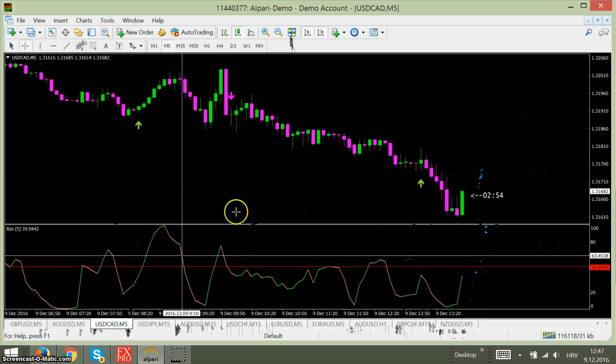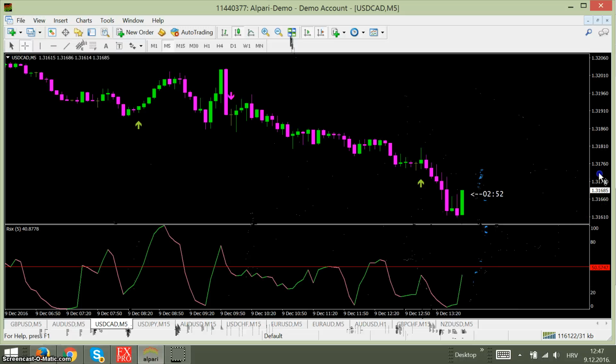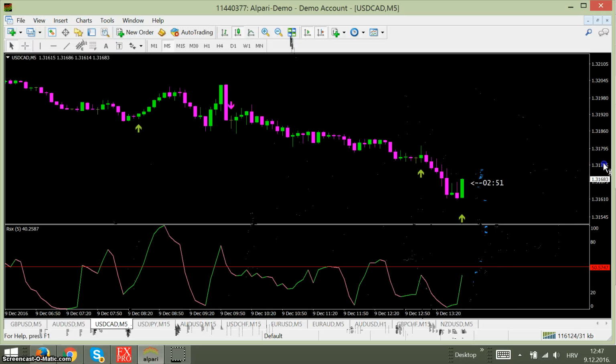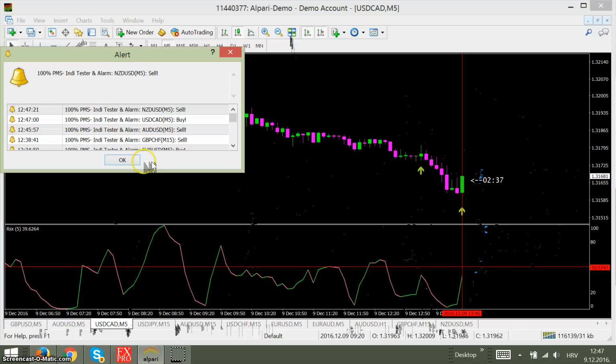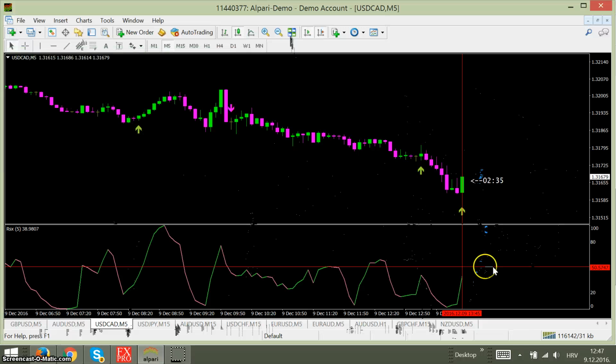USD CAD. Let's see this one. You see, we got a signal, but this is not to be traded because the signal came too late, and this wasn't crossing, the red line wasn't crossed.